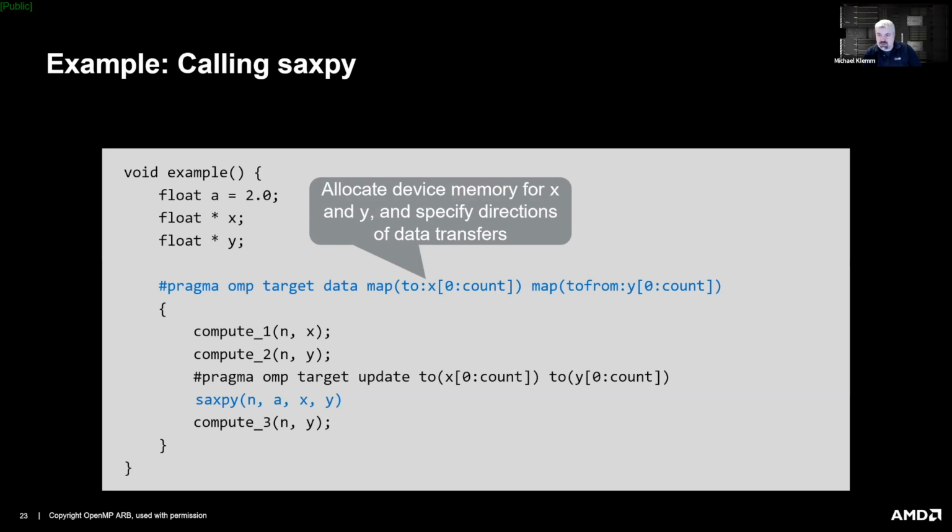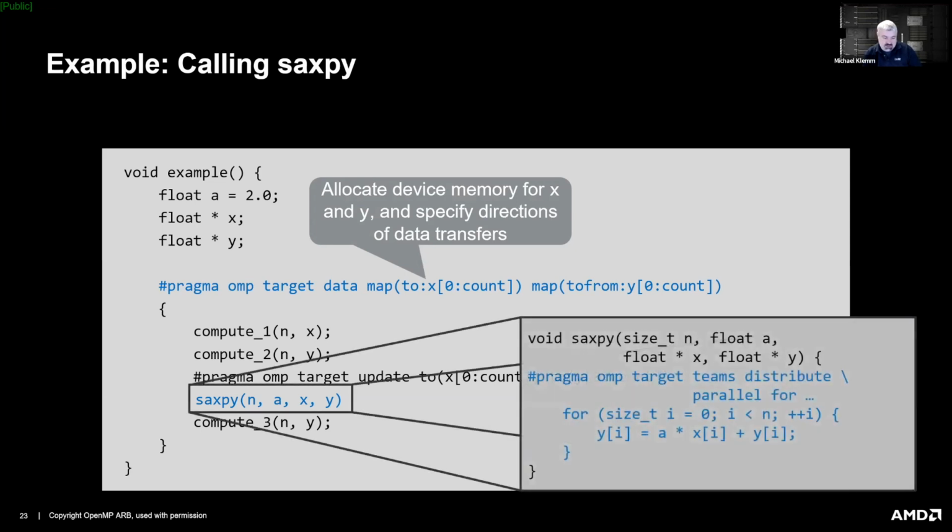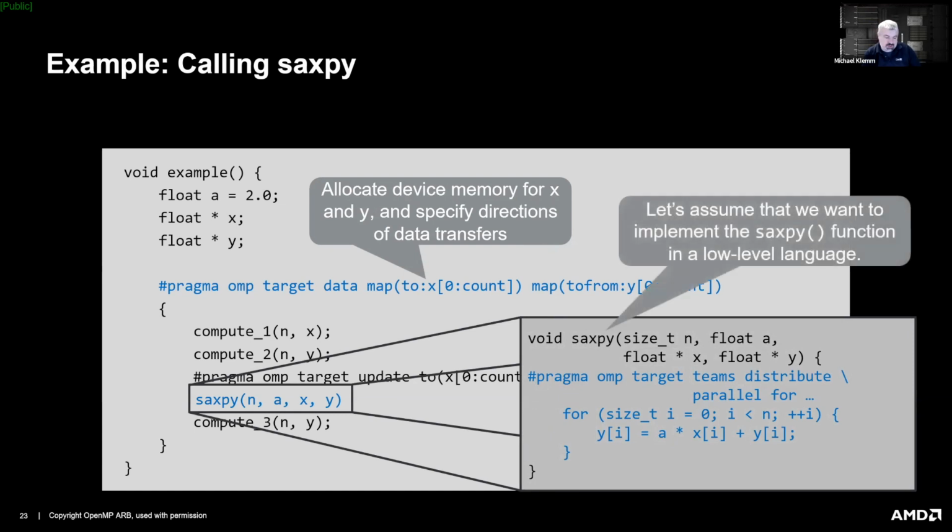And let's assume that the compiler doesn't do a great job for SAXPY, and it's not giving you the expected performance for that kernel using the regular presence check and everything that you use. Okay. So let's assume that we now want to implement SAXPY in a low-level language like HIP.